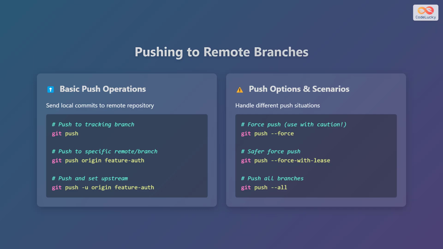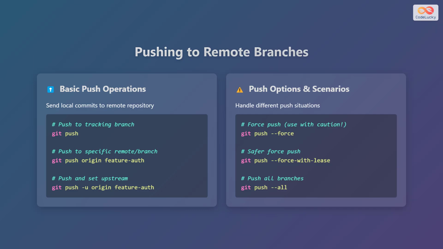Let's see how to push your local changes to remote branches. First, the basic push operations. Pushing sends your local commits to the remote repository. To push to your tracking branch, simply use the command git push. To push to a specific remote and branch, use the command git push origin feature-auth. To push and set the upstream tracking branch, use the command git push -u origin feature-auth.